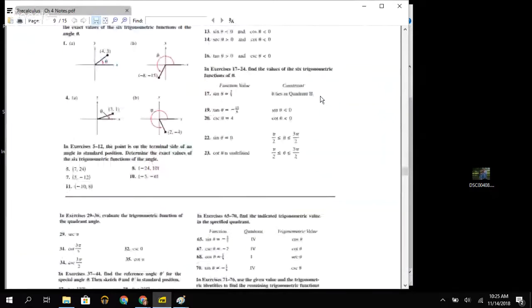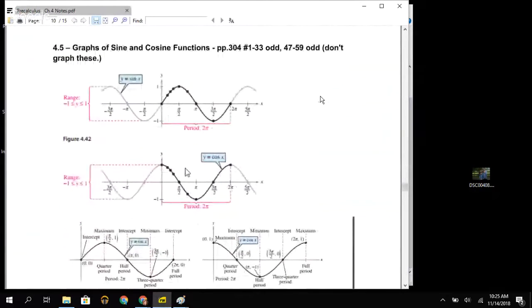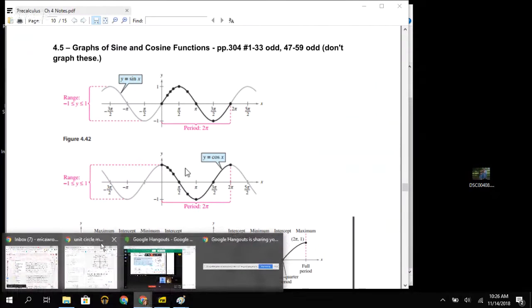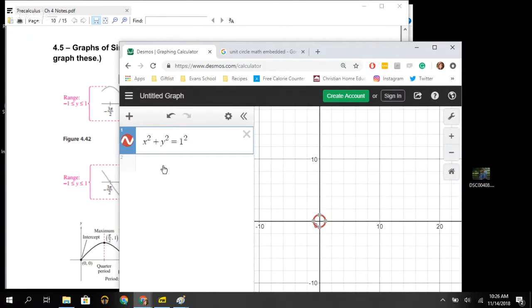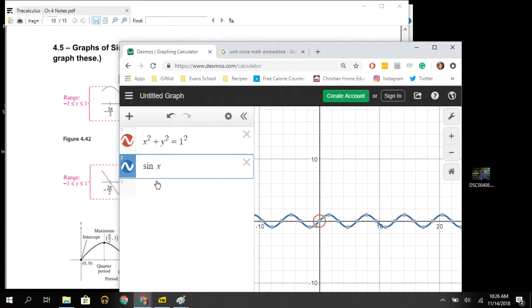All right, so lots of examples there. All right, here we go. So this is 4.5. It's called the graph of the sine and the cosine functions. So we've talked about this whole idea of the unit circle. So if I go back here to Desmos and I graph a unit circle, okay, and then I graph the sine of x and the cosine of x.